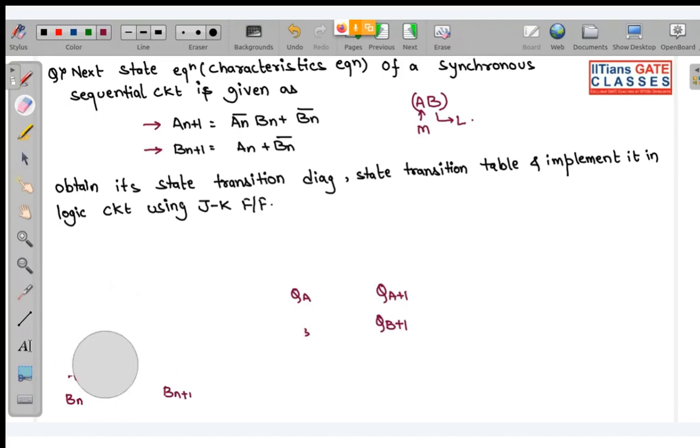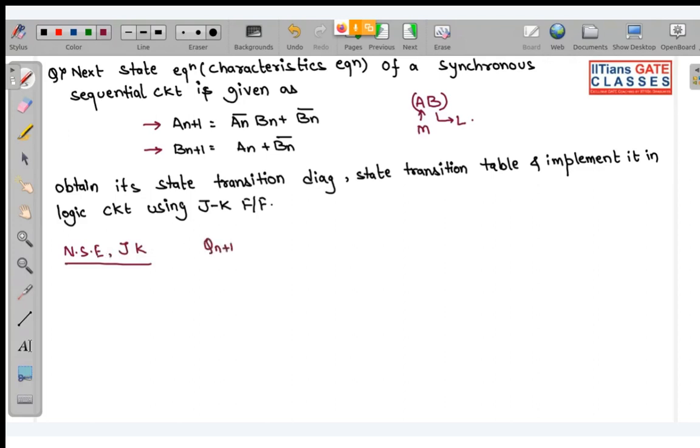Okay. So now let us write your next state equation. See, the next state equation of JK flip-flop is given like this: Qn plus 1 is equal to J Qn complement plus K complement Qn.